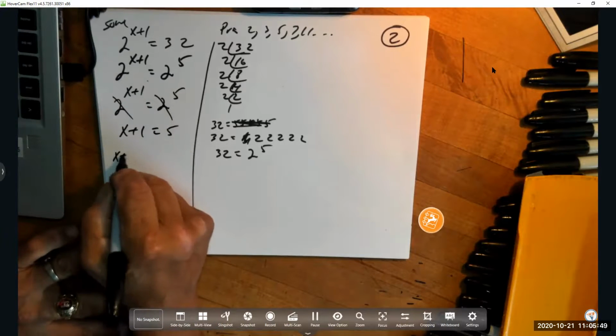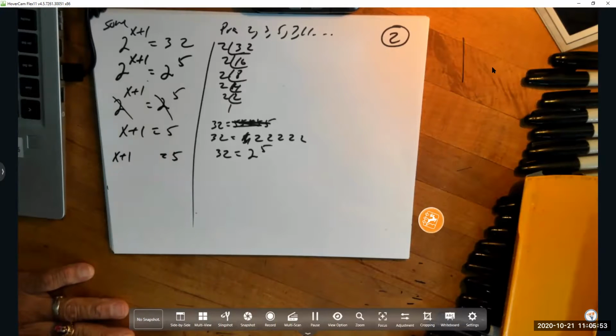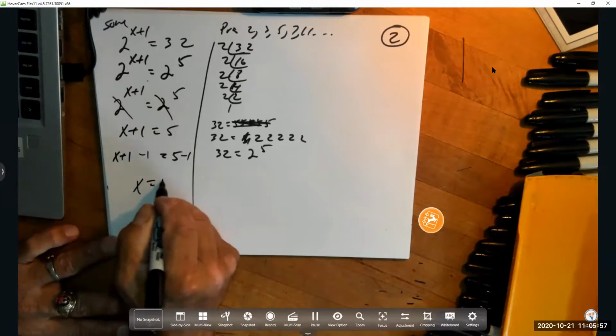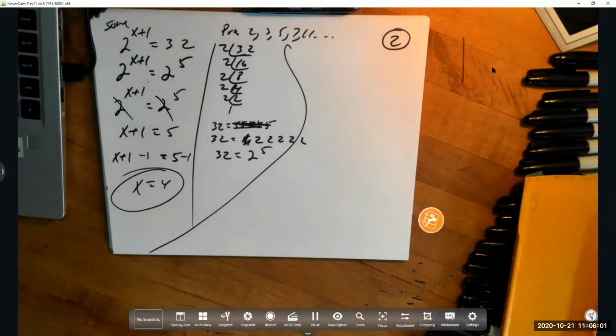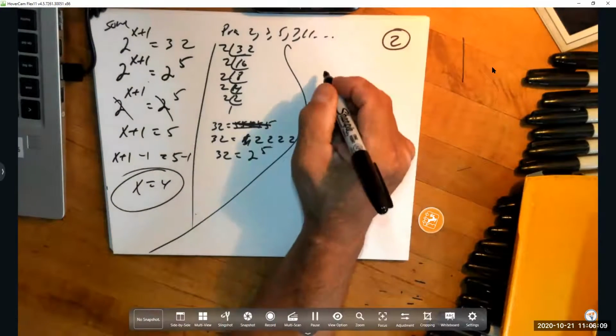So then you tell me the next step. Subtract 1 from both sides to get x. Minus 1. So x must be 4. Okay. That's okay. So now one more like this one. Then I'm going to do ones that you have to use your calculators. All right. One more like this.